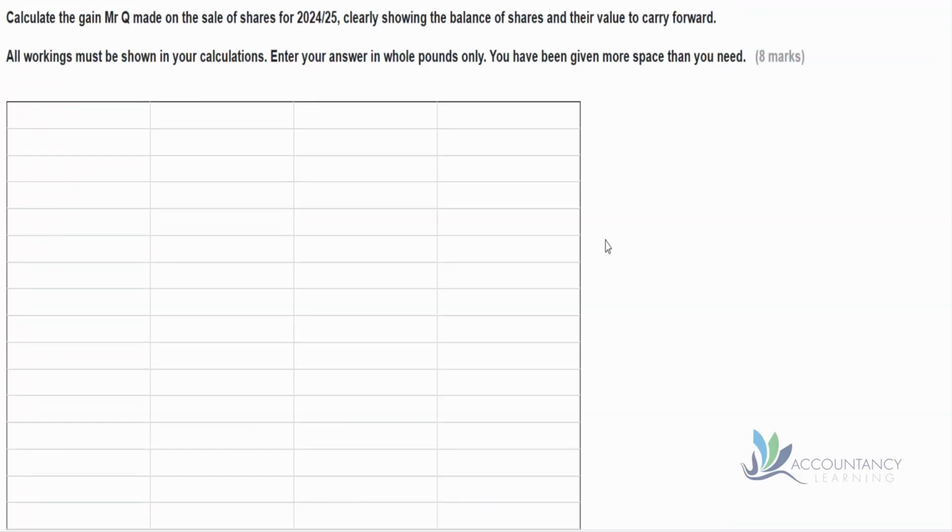So this question is human marked. So it's important that you set out your answer nice and clearly so that the human person looking at it can understand what you're trying to do. So you've got 4 columns in our table here, and we'd recommend that you use 1 column for the date, 1 column for any workings that you want to do, 1 column for the number of shares, and 1 column for the cost. So this will help you to set out your answer in a nice, clear and easy way for the marker to follow what you're doing.